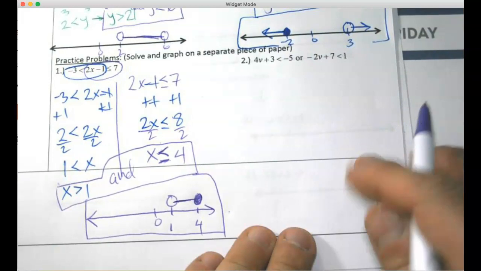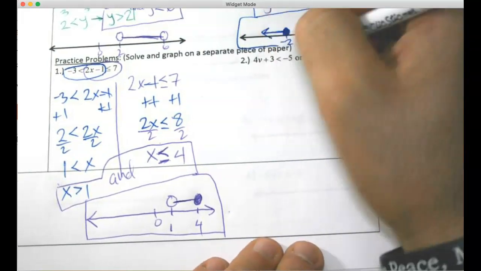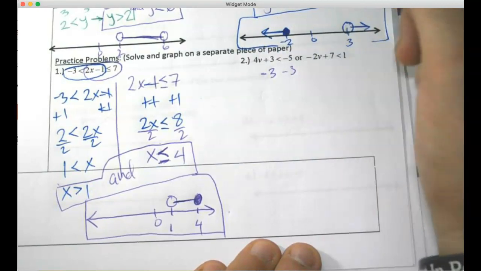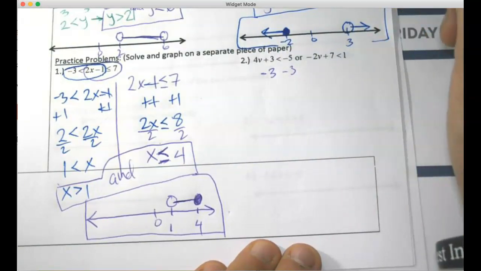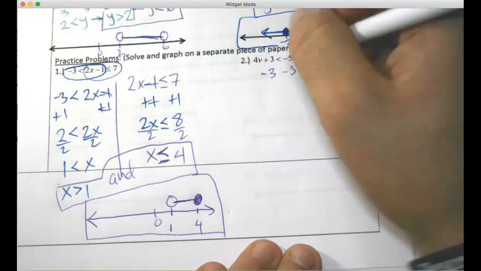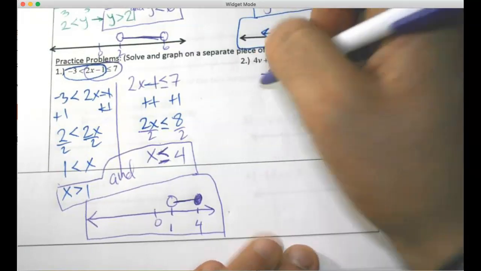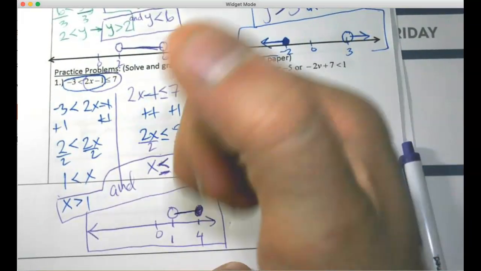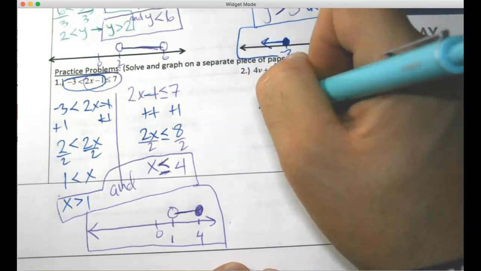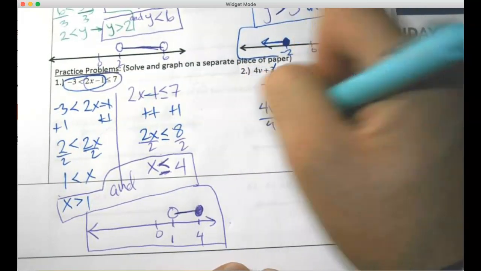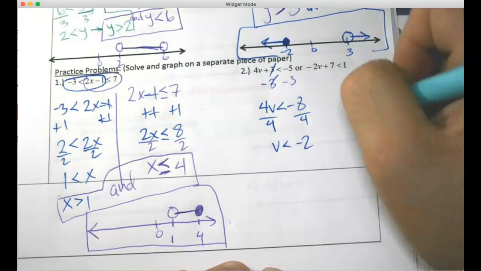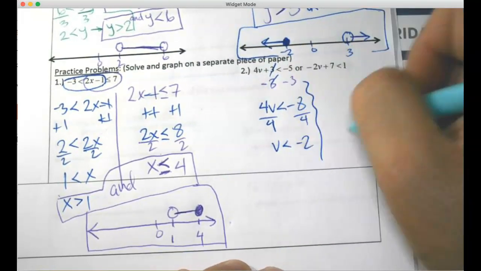So this last one is already separate, so I'm just going to start solving. Subtract 3 on this one. And, oh, wait a second, guys. Oh, wait, it's similar, but not identical to a previous one. So we'll move forward with this. Subtract 3. And after you subtract 3 here, bring down the 4v. And negative 5 minus 3 is negative 8. Divide both sides by 4. And you will get v is less than negative 2. Don't flip the symbol there.